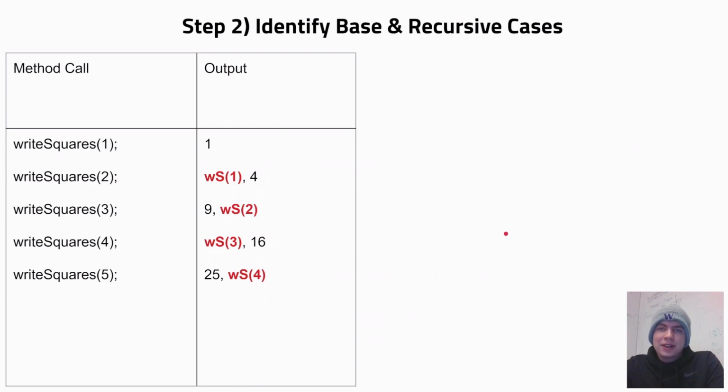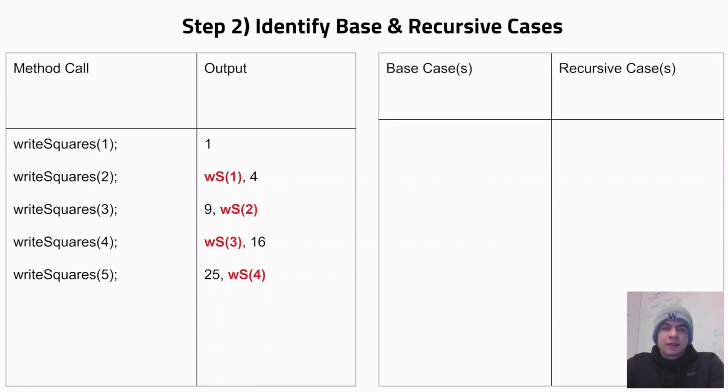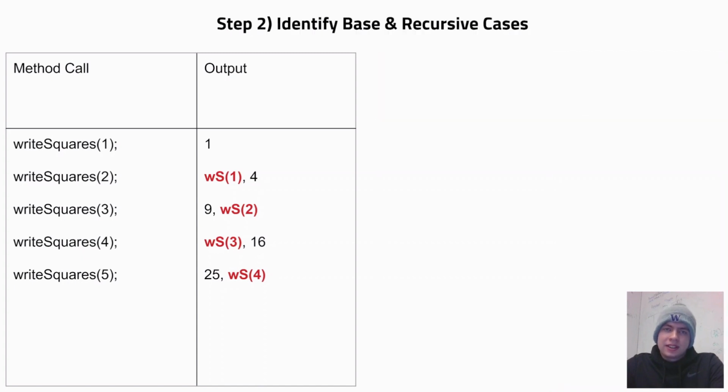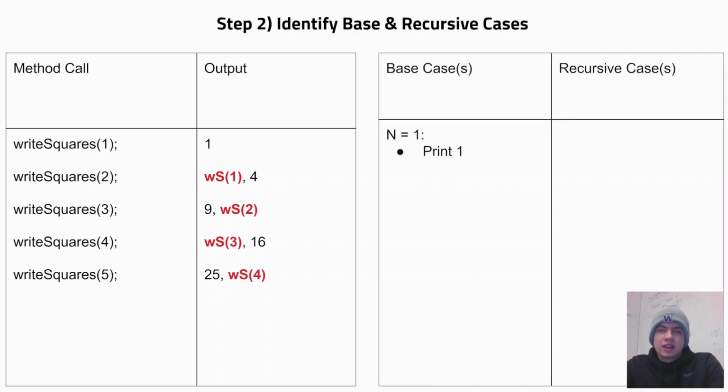Awesome. And from here, we can translate this over to a base and recursive case. So the base case is our simplest case. When n is equal to 1, we print 1, and we can stop recursing. How about for the recursive case, or recursive cases? What tiny piece of work are we doing? And what do we hand off to future recursive calls?